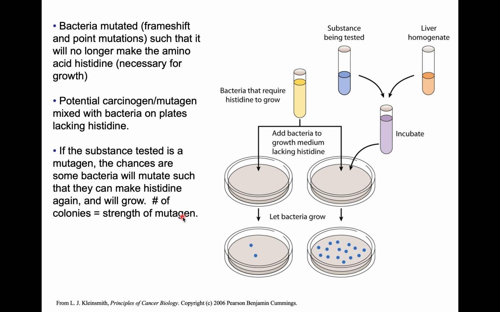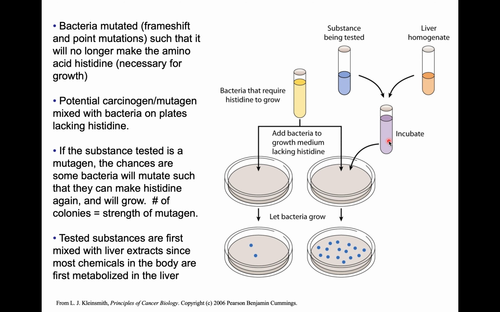And so the bottom line is this is really quantitative, in that the more colonies, the more bacteria that now grow on these plates, indicate the presence of a stronger mutagen in that original substance being tested. So just counting up the colonies gives you an idea of the mutagenic potential of your particular substance in question. And again, that is tied in directly with carcinogenic potential in most cases.